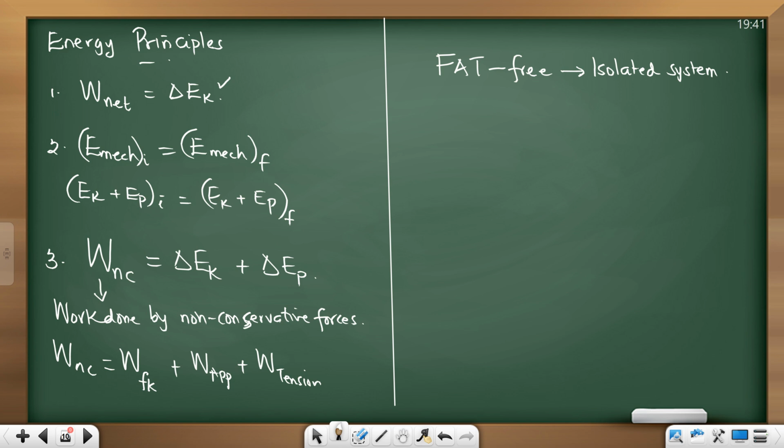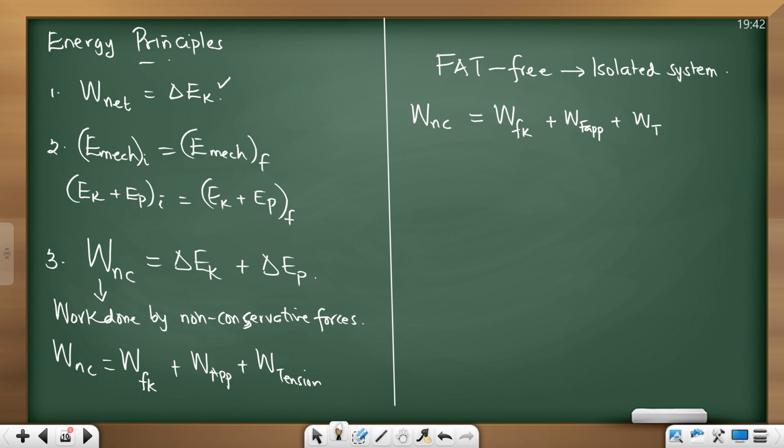Fat-free. When I say fat-free, I want us to derive something very beautiful. Work done by non-conservative in an isolated system, what will it be equal to? I want to lead you to answer, and I want you to respond. In an isolated system, there's no friction, there's no applied, and there's no tension. But we said work done by non-conservative is work done by friction plus work done by applied, plus work done by tension.